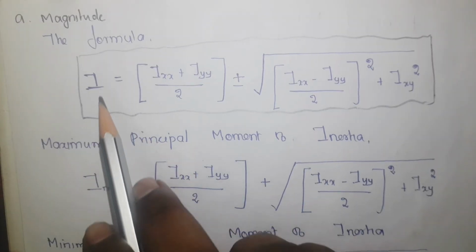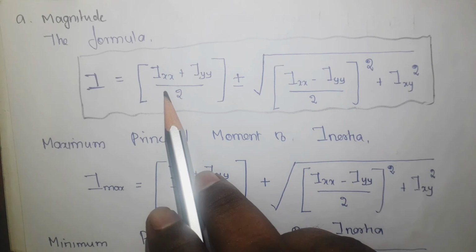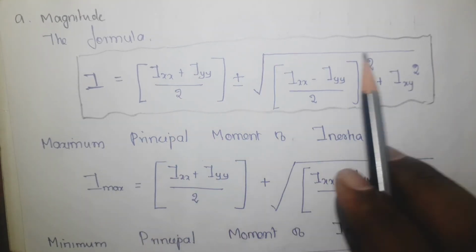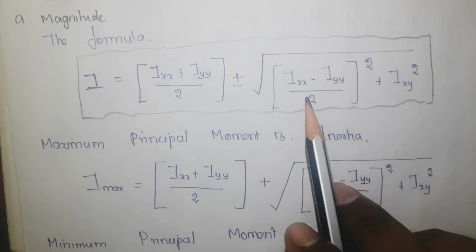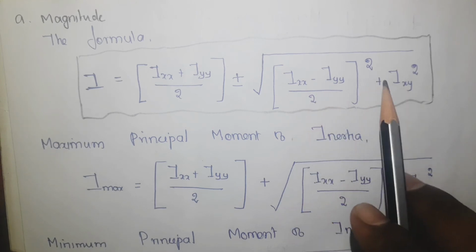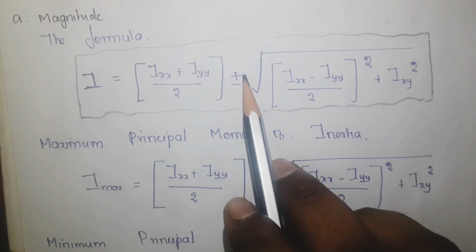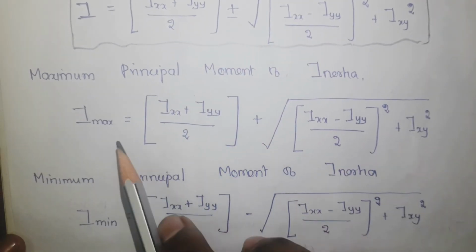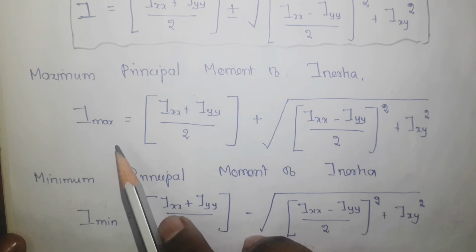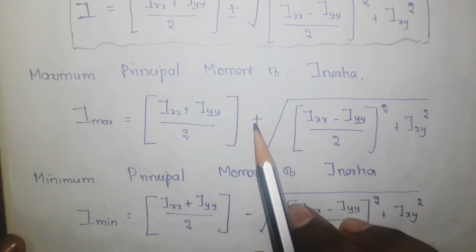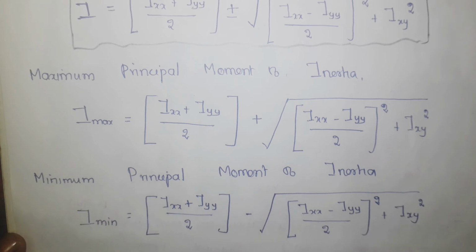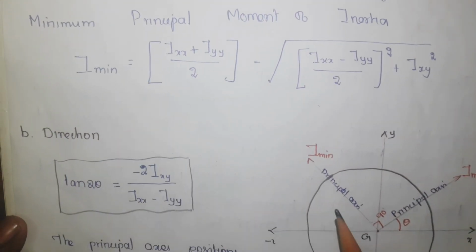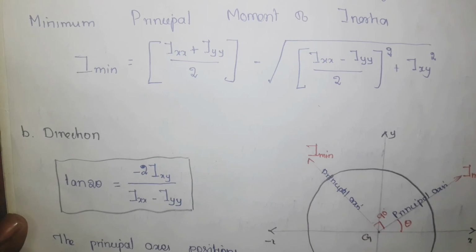And here is the magnitude formula: I equals (Ixx plus Iyy) divided by 2, plus or minus the square root of ((Ixx minus Iyy) divided by 2) the whole square plus Ixy the whole square. Okay, here please note the plus or minus. In this formula, when you have the plus, you will get the maximum value of principal moment of inertia, and when you have the minus, then you will get the minimum value for principal moment of inertia.